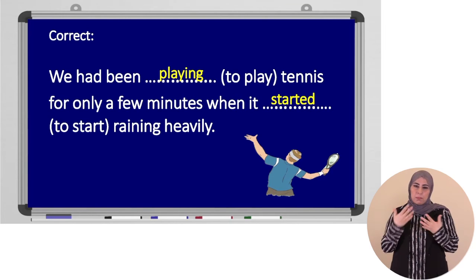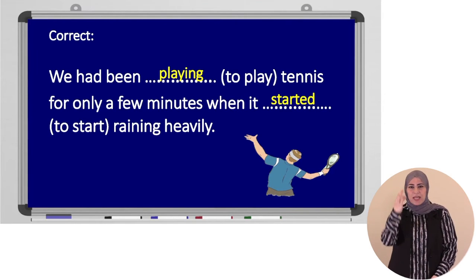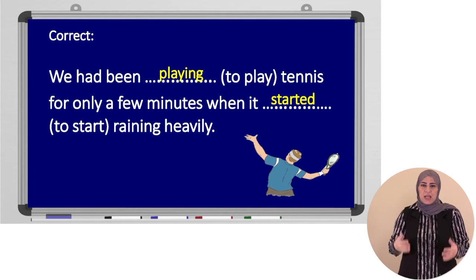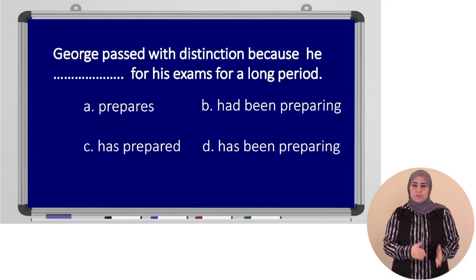So if we have two verbs in the same sentence, you either have past perfect simple and past, or past perfect continuous and past. Easy. Let's look at the second example. George passed with distinction because he, for his exam for a long time.